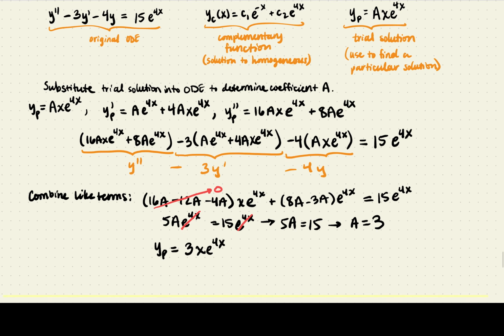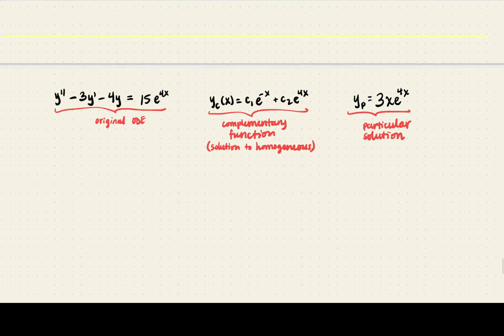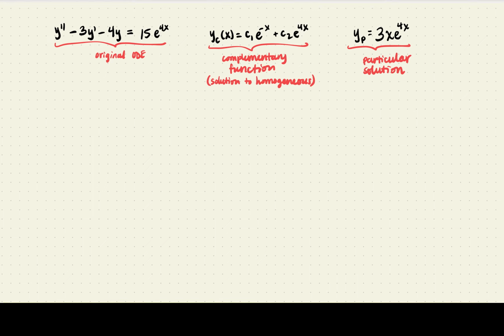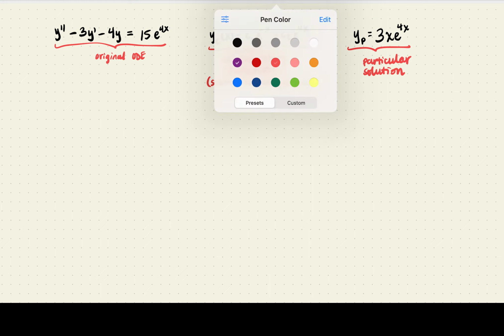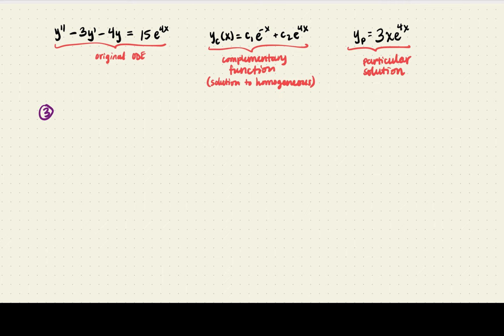So let me scroll down to the next page here and remind ourselves what we have. We've got our original ODE. We found the complementary function first. That was the solution to the homogeneous problem. And we just found our particular solution. So in step 3 of our plan, if you remember our plan from the beginning, step 3 is to write down the general solution.